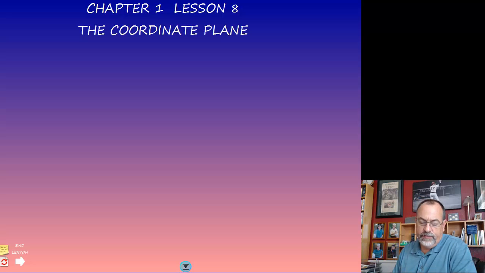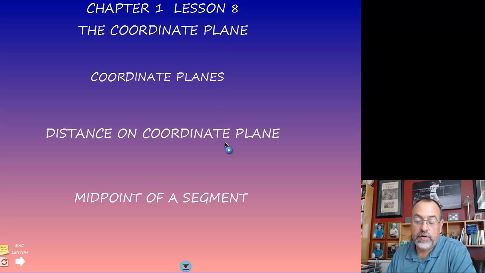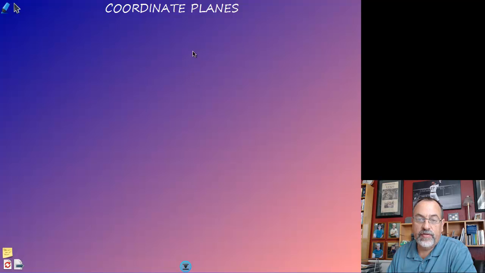Chapter 1, Lesson 8 of Geometry. We're going to look at the coordinate plane and how to determine lengths, or distance, on a coordinate plane. And then we'll look at a midpoint, how to determine the coordinates of a midpoint that's on a coordinate plane as well. So we're going to look at coordinate planes first.